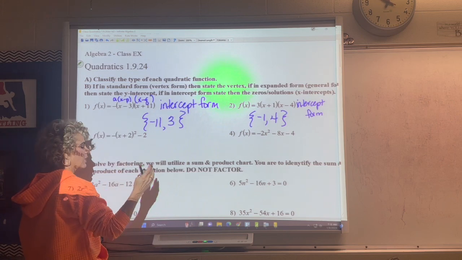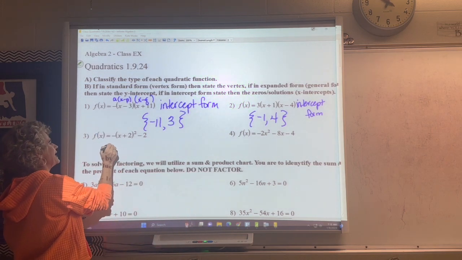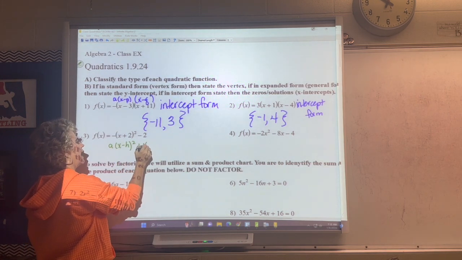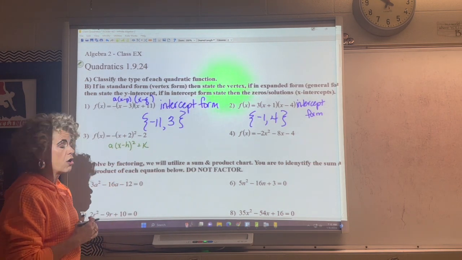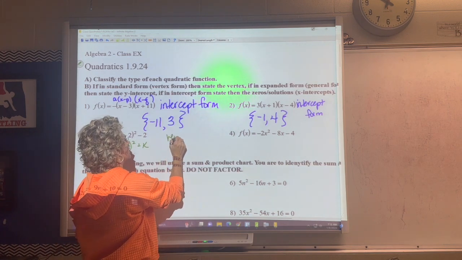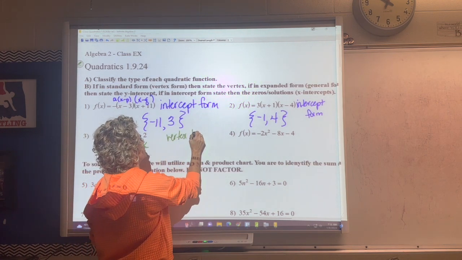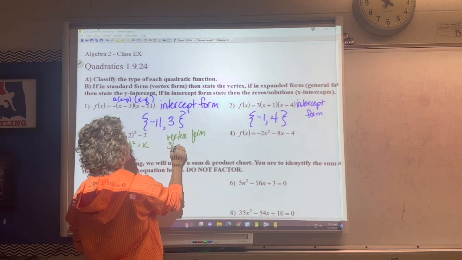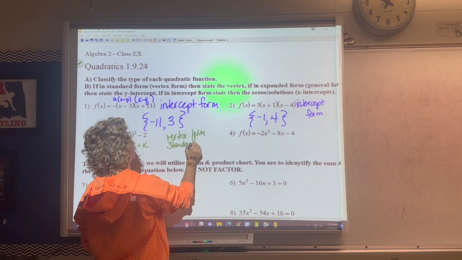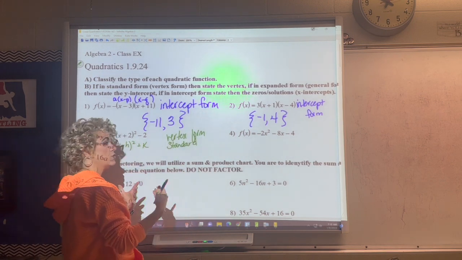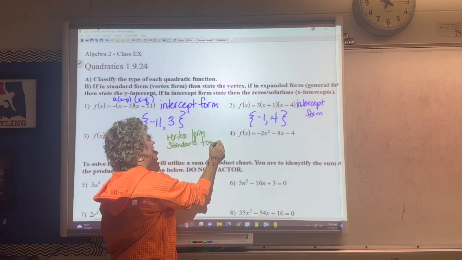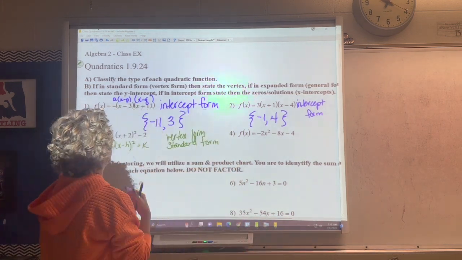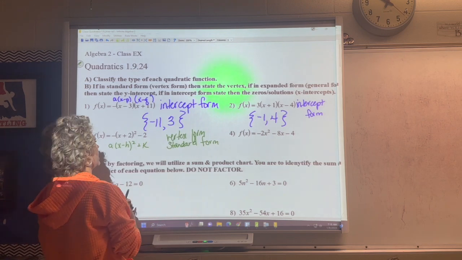Okay, remember our vertex form is A times x minus h squared plus k, where h and k are our vertex. So right here, this is vertex form. Vertex form is also known as standard form. We're going to write down both forms because we don't know which one they're going to ask for, and we have to know vertex form goes with standard form. Okay, vertex form, standard form, one and the same thing.